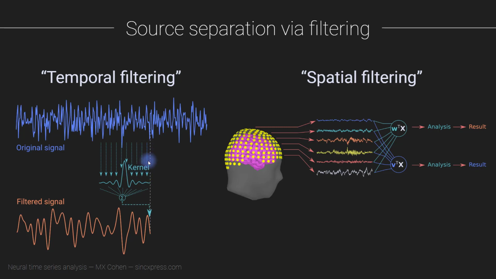And essentially what that means is we take this data point times this point in the kernel, plus this data point times this point in the kernel, plus, and so on. And we do all of these multiplications and we sum up all of those, and that gives us a single data point, and that's the resulting data point in this filtered signal. So temporal filtering is just taking all of the time points, weighting them together and summing them.